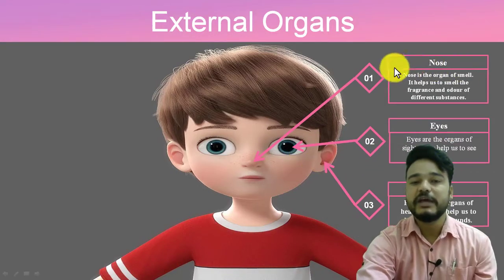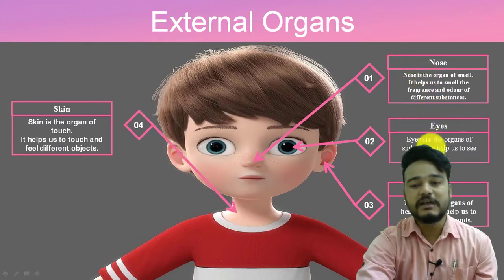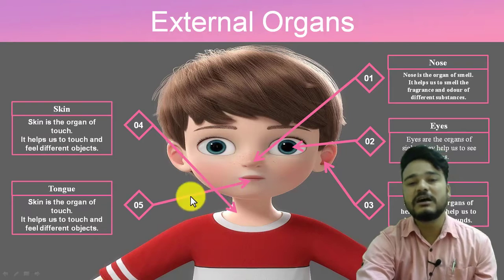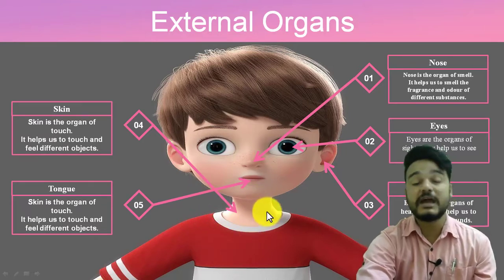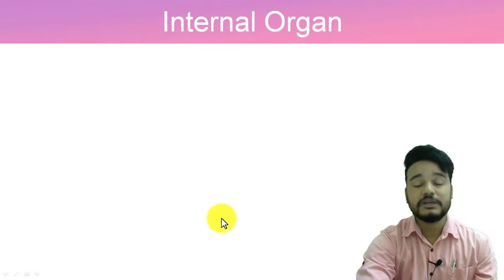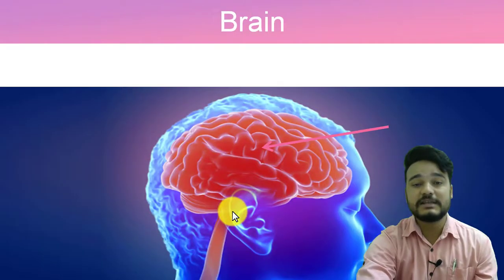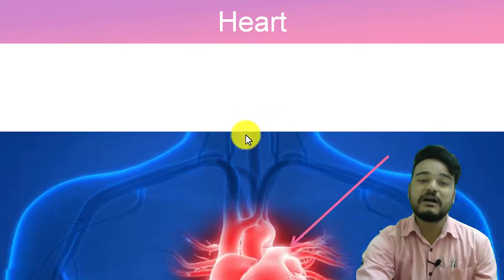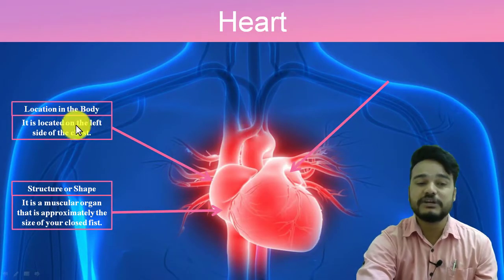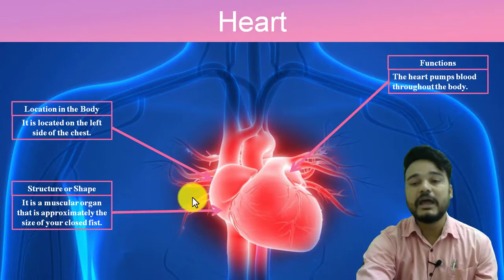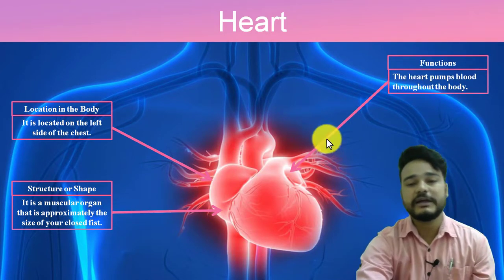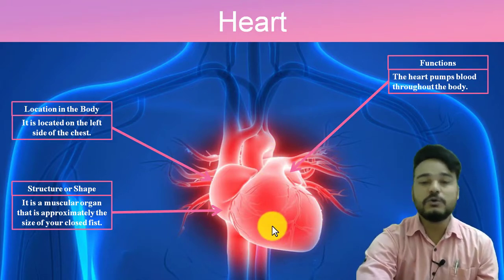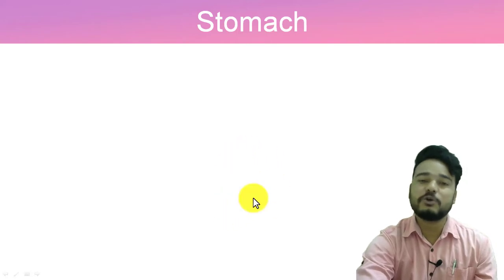So we had seen external organs: nose, eyes, ears, skin, our tongue. These are some external organs, and we had seen their functions also. Then we had seen some internal organs like the brain, its location, its function. Then the heart, we had seen its location, its structure and its function also. If you want to learn that again, please refer to video number 1 or part 1 of this same lesson.